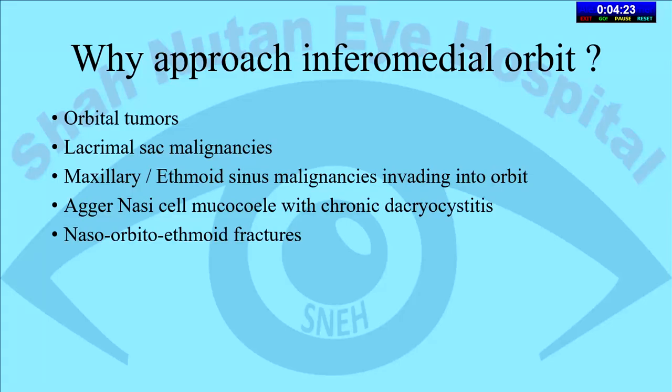Then we have maxillary and ethmoid sinus malignancies which are asymptomatic, and they present with proptosis and outward deviation when they invade the orbit. Then we have failed DCR cases, probably associated with a large mucocele, which are often invading the orbit. And then we have orbitoethmoid fractures which involve the medial wall and the floor of the orbit.